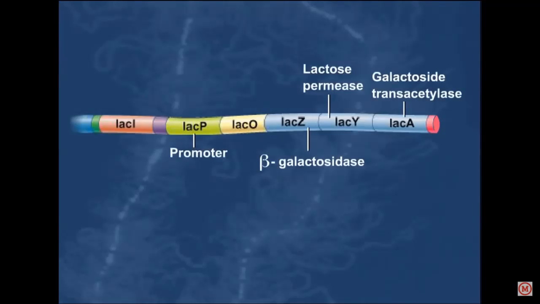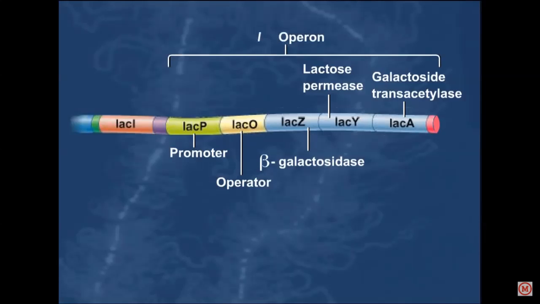The LAC-P region is the promoter that is needed to transcribe the LAC-Z, LAC-Y, and LAC-A genes as a single polycistronic mRNA. The LAC-O region is an operator site that is involved in the transcriptional regulation of the LAC operon. The unit consisting of the LAC promoter, LAC operator, and the LAC-Z, LAC-Y, and LAC-A genes is called the LAC operon. Located near, but not in tandem with, the LAC region is the LAC-I regulatory gene that codes for an mRNA that is translated to produce a protein referred to as the LAC repressor.